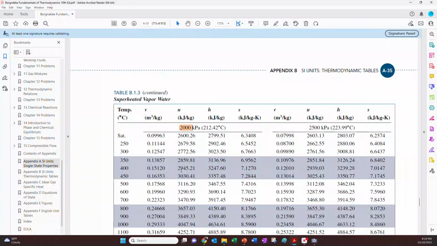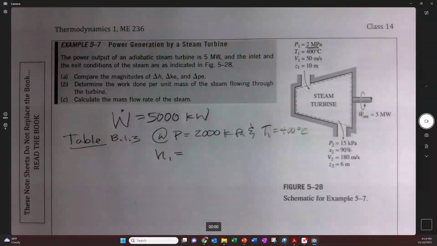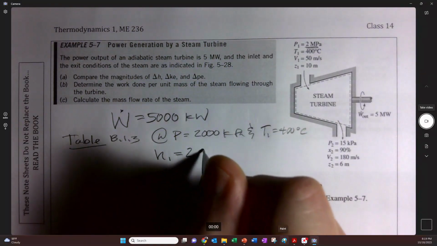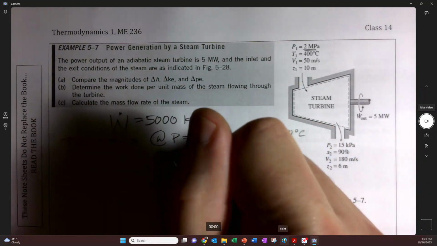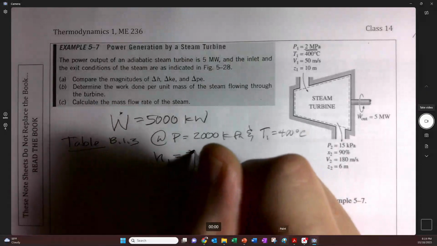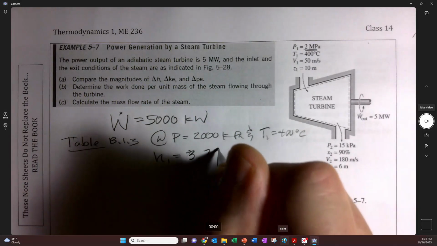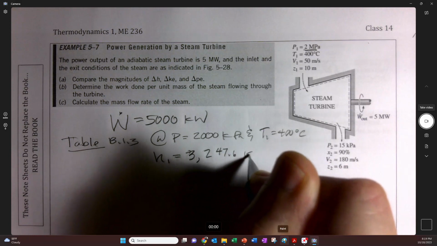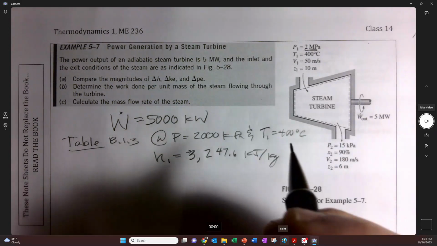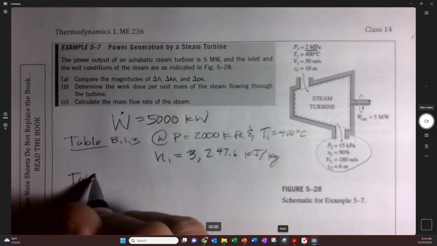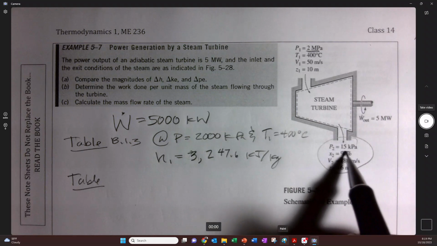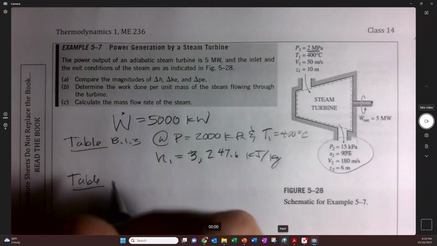And 400, so we have an enthalpy of 3,247.60. Did I say 2,000? I meant 3,000. 3,247.6 kilojoules per kilogram. And then for the exhaust, we need to go to a table, probably based on pressure, because they gave us the pressure.